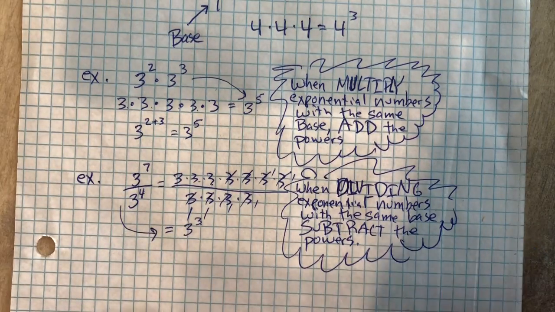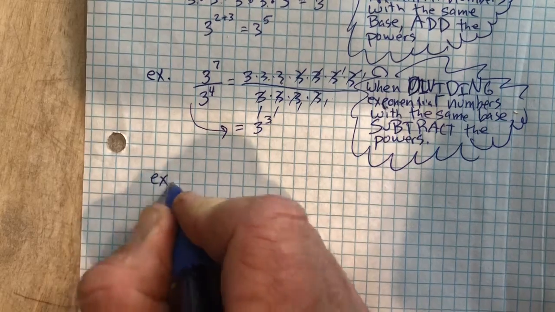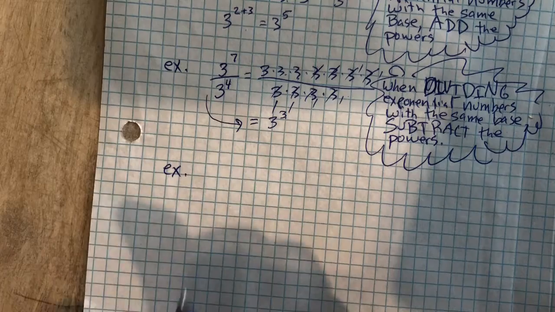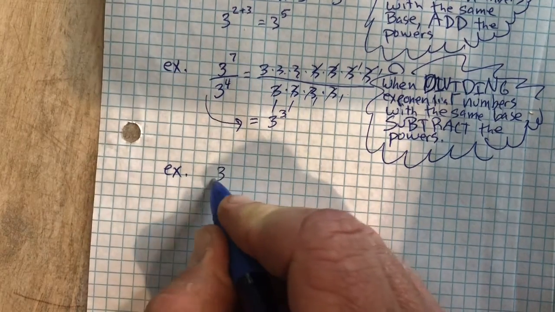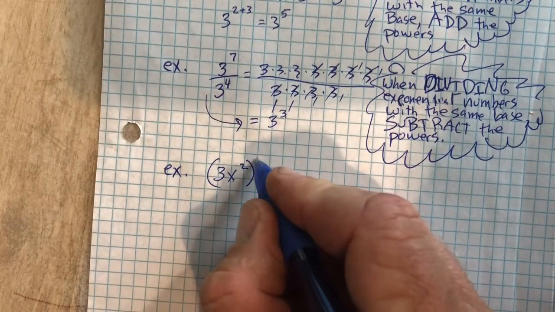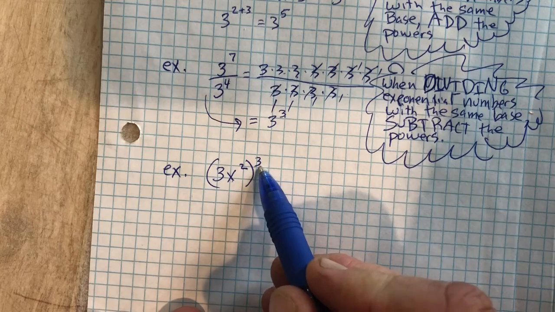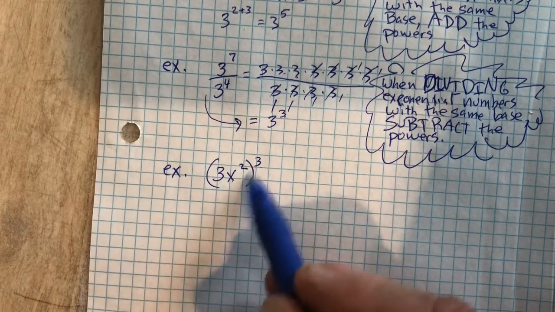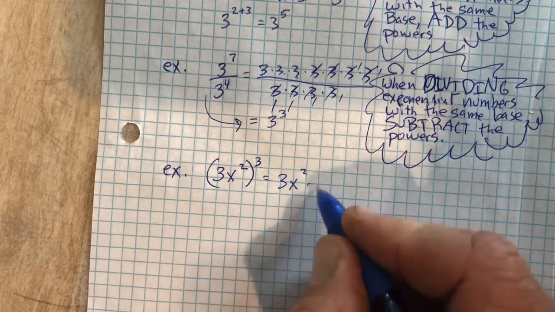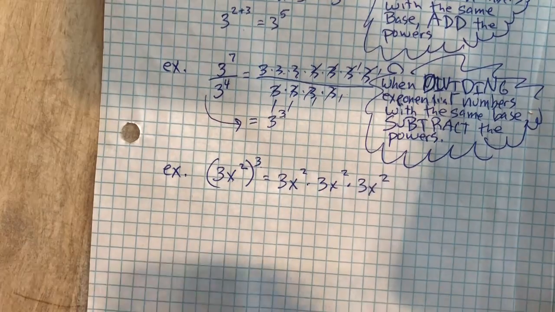All right, that brings up another rule or shortcut. What happens when we have an exponential number raised to an exponent? So for example, 3x squared to the third power. Well, first off, this outside third power means we've got 3 of these bases multiplied together. So that would be 3x squared times 3x squared times 3x squared.